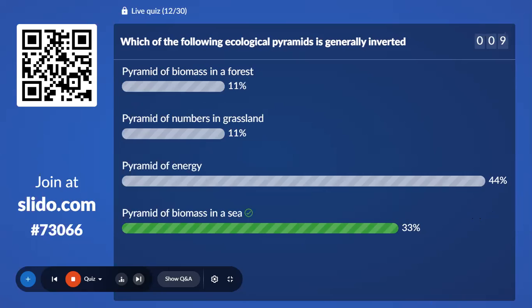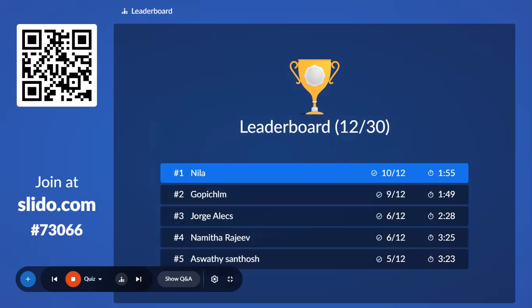to the leaderboard. And the first position, Nila. Second, Gopi. Third, George Alex. Fourth, Namita Rajiv. And fifth, Ashwati Santosh. And we will continue, guys, to the 13th question. And let's move on to the 13th question.